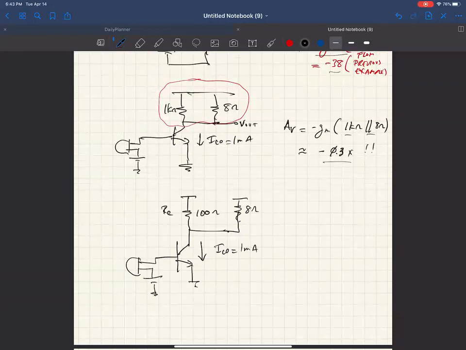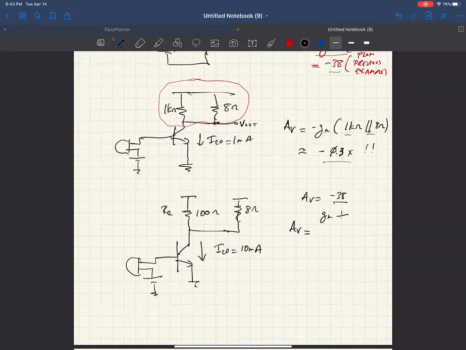And now, still without the microphone, your A sub B is still minus 38, because we increased I sub C to 10 milliamps. So we reduced the resistance by a factor of 10, and we increased the current by a factor of 10. So the gain without the speaker is still 38.